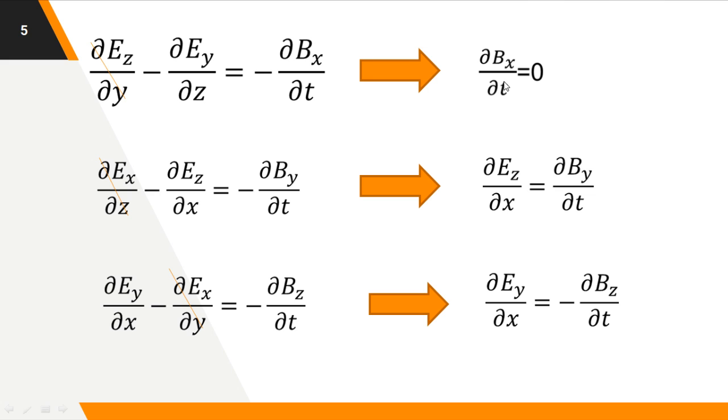And not here only, just look at the second equation, ∂Ez/∂x. The space variation of the electric field in the z direction makes the time variation of the magnetic field in the y direction. Look at that. The space variation of the electric field in z produces the time variation of the magnetic field in y, or vice versa. Look at this case: the space variation of the electric field in the y direction produces the time variation of the magnetic field in the z direction.